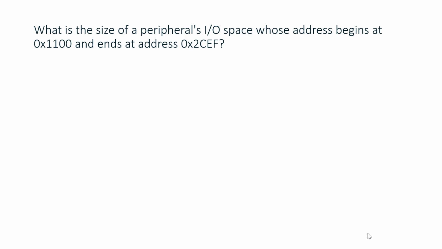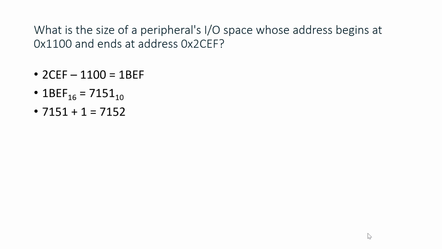The first question was, what is the size of a peripheral's I/O space whose address begins at 1100 in hex and ends at address 0CEF in hex? And so that one, you just have to subtract in hex, get the difference, which is going to be, in hex, 1BEF, and that's base 16. The base 10 representation is 7,151. And then you have to add 1 to that because that is an inclusive range of addresses. So the answer there is 7,152. Any questions about that? Okay.